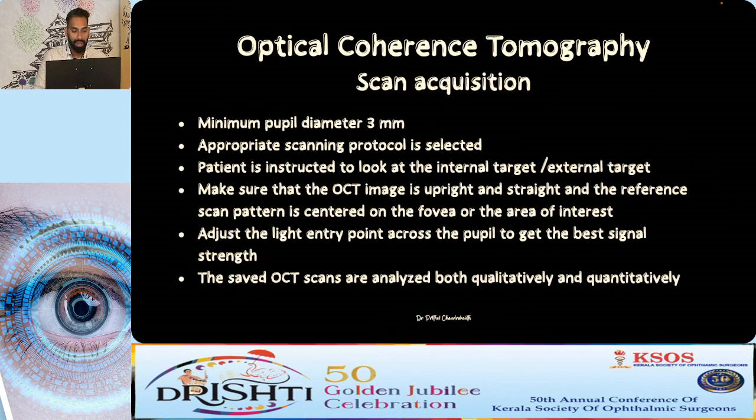So how do we take an OCT scan? We need at least a pupil diameter of 3 millimeters. Select the scanning protocol, keep it straight to the fundus, and then center the fovea or center to the area of interest. Once that is done, you can have a click, and then you get the OCT scans, which can be analyzed qualitatively and quantitatively.